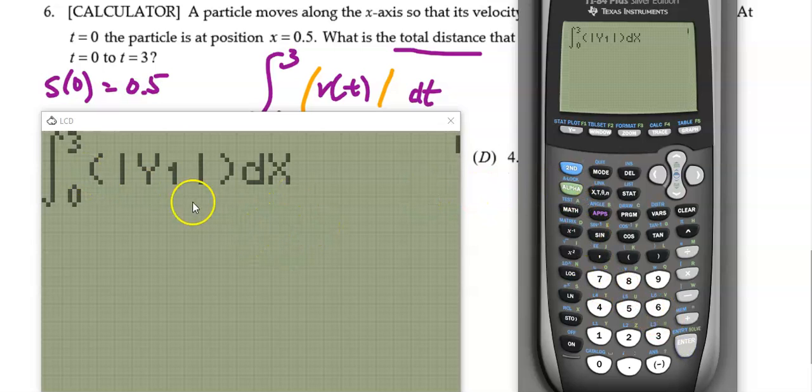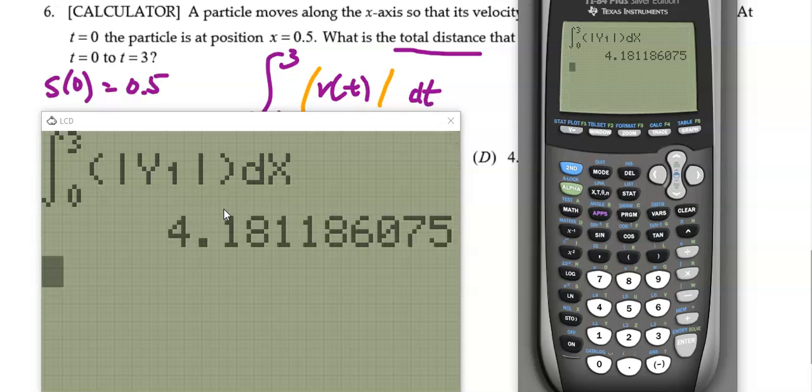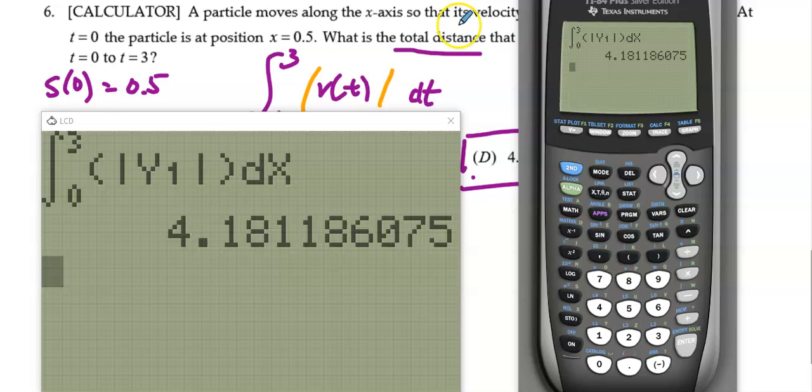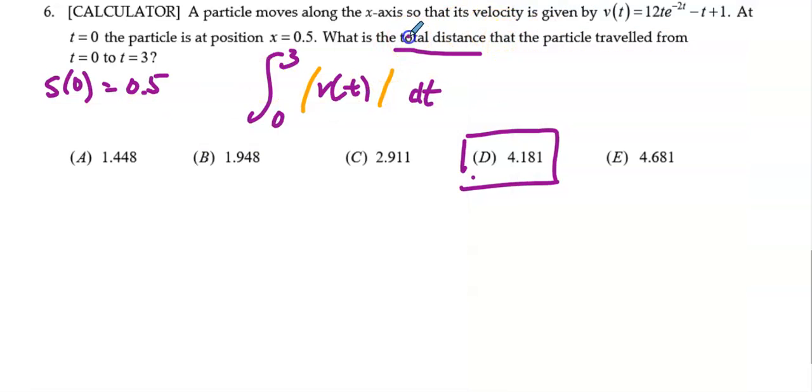And we're going to see that our answer is going to be equal to, as our calculator takes a little bit of time, 4.181. So 4.181, and it is answer choice D. Okay, so that is that one. Again, please do not forget about the absolute value on this problem. Okay, so let's move on to another question. See what you guys think.